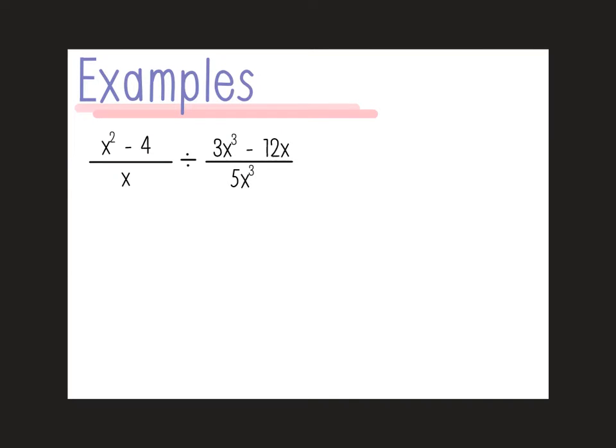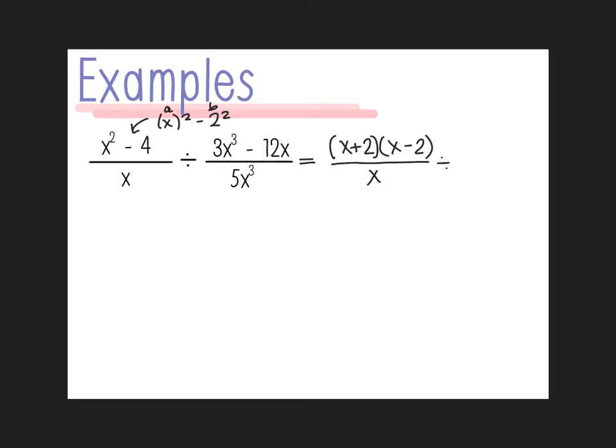So in this first example, we start by factoring the numerator and denominators completely. This first problem is a difference of squares problem, and so I rewrite it as a squared minus b squared, so x is a, 2 is b, and then remember the rule is a plus b, a minus b. So that would be x plus 2, x minus 2. The denominator is fully factored, just x.